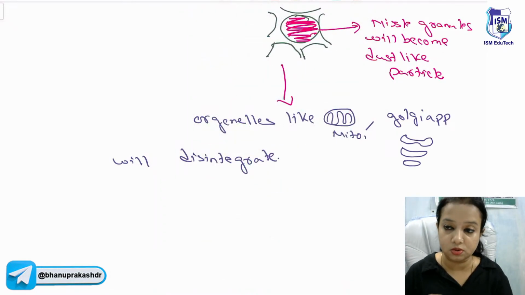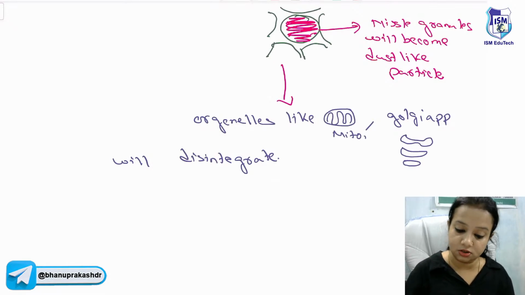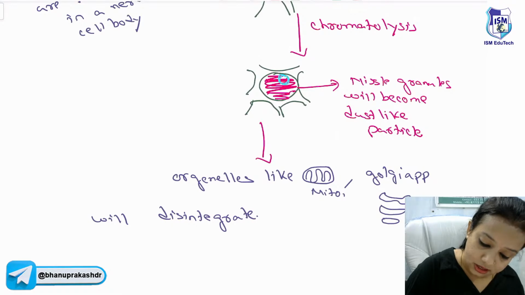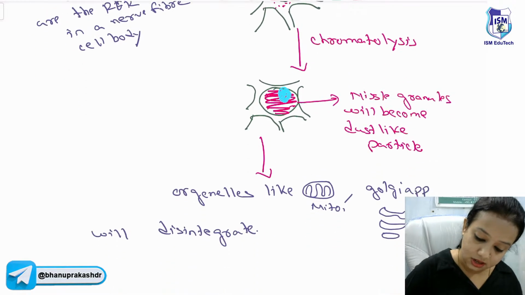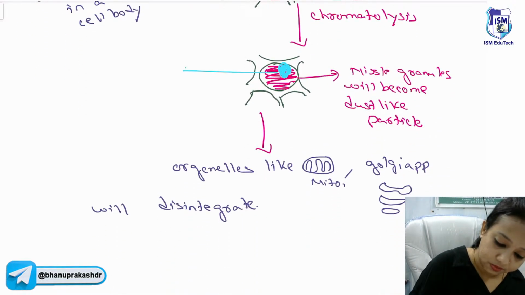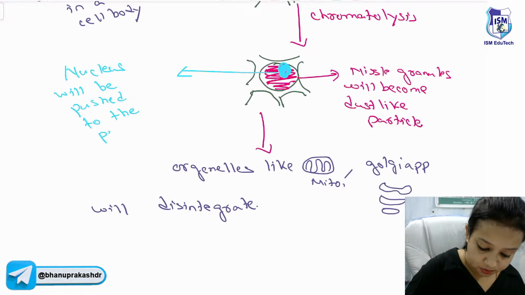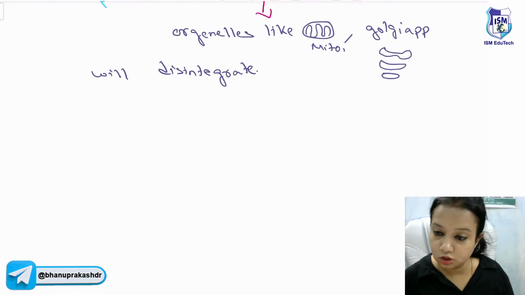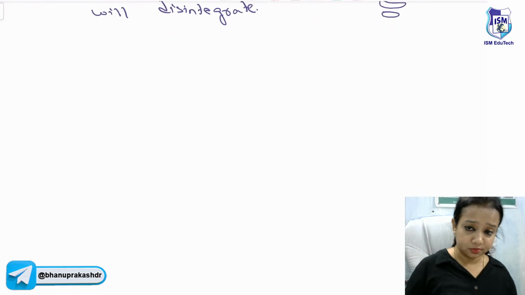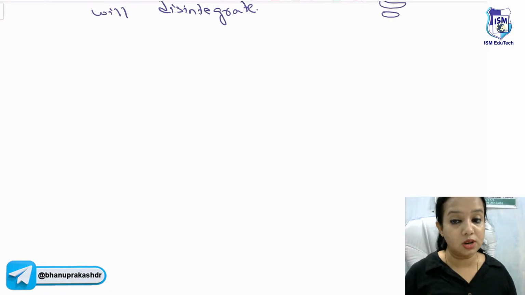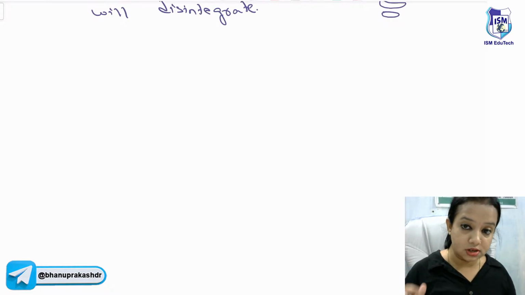Is there any pyknosis or any kind of disintegration to the nucleus? No. The nucleus here will be pushed to the periphery. Usually, the nucleus is in the center. Here, the nucleus will be pushed to the periphery. So, these are the degenerative changes. Okay. This will start within 12 hours to 24 hours post nerve injury.